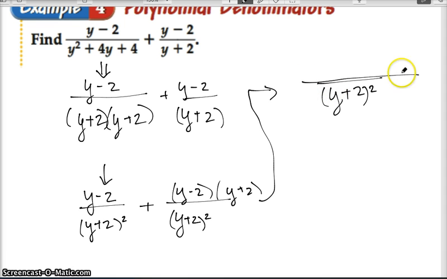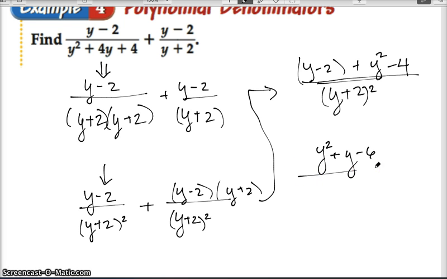Okay? So y minus 2, that's the first part of this fraction. And this guy, I'm going to multiply. That is easy to do because it's a difference of squares, right? y plus 2 times y minus 2 gives me y squared minus 4. You guys see that? And so since I'm adding, I don't need the parentheses there. Now I'm going to join some like terms together, simplify stuff in the numerator. I've got y squared plus y minus 6 over y plus 2 quantity squared.